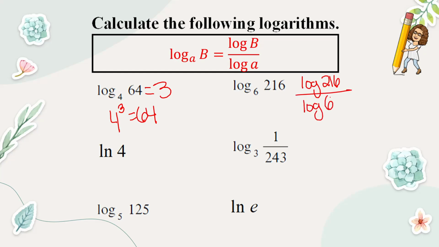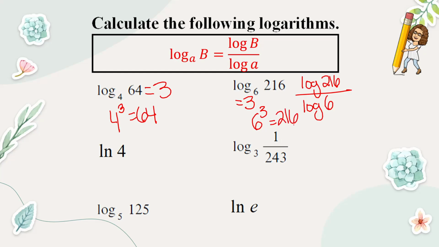over log of 6. Now, don't forget, though, please make sure that you use a parenthesis in between. Close that log on the top. Otherwise, you will get a bad answer. The answer to this one is 3, which makes sense, right? Because 6 to what power gives me 216? And looking at our perfect cube chart, 6 cubed gives us 216.